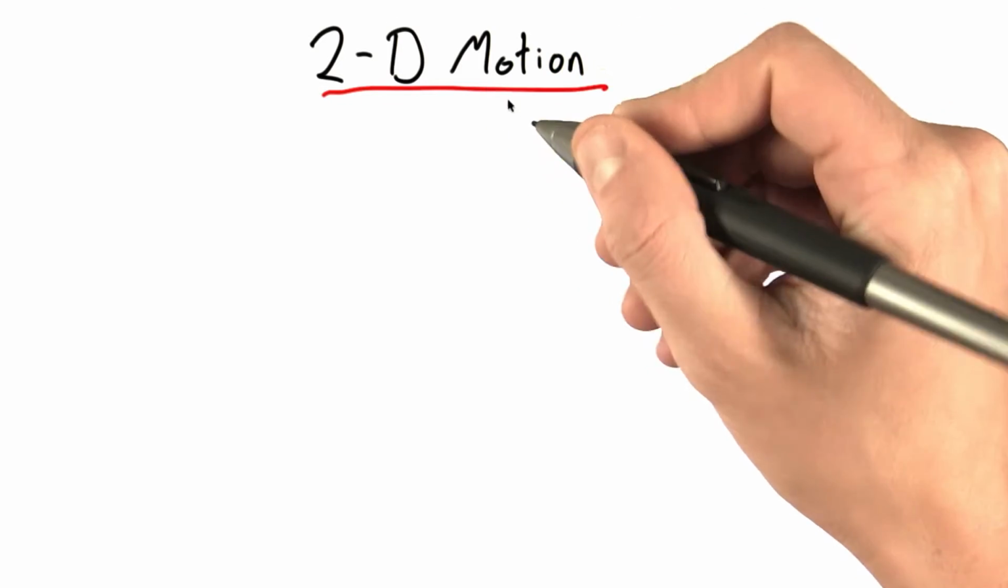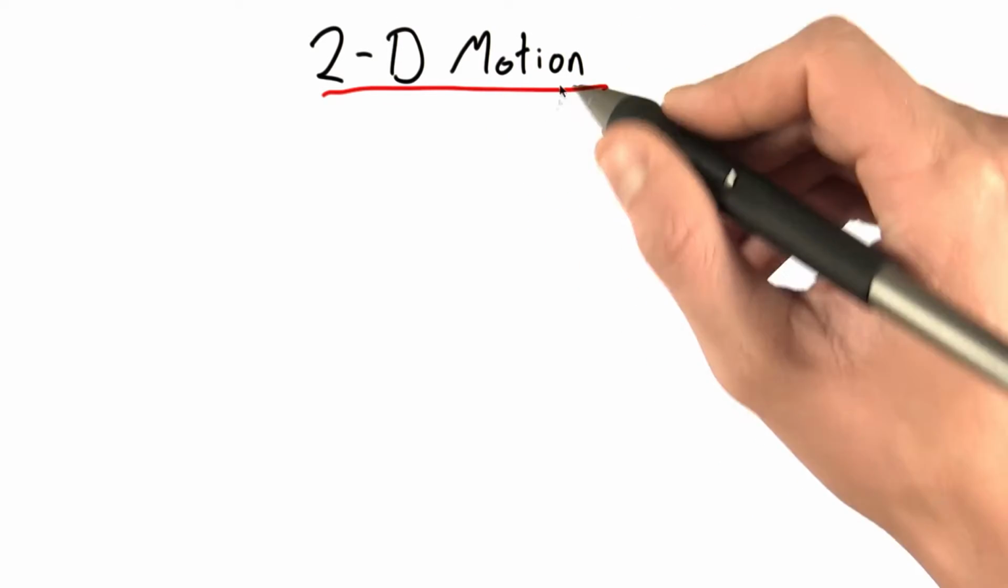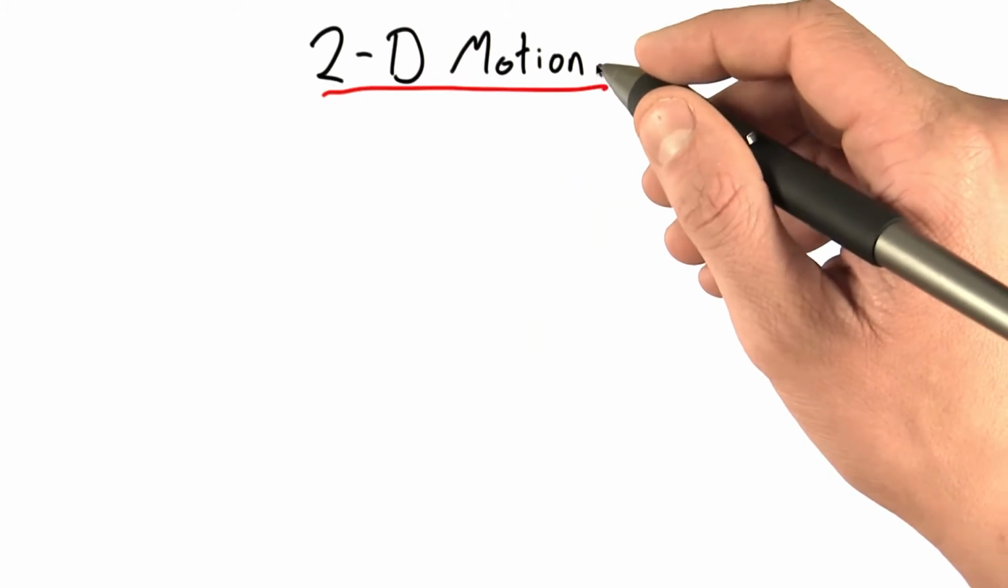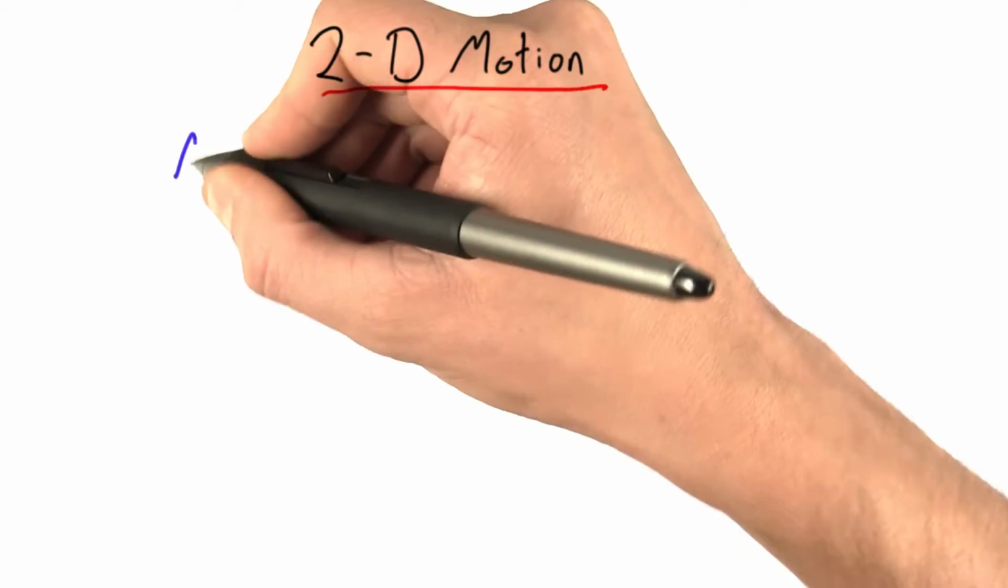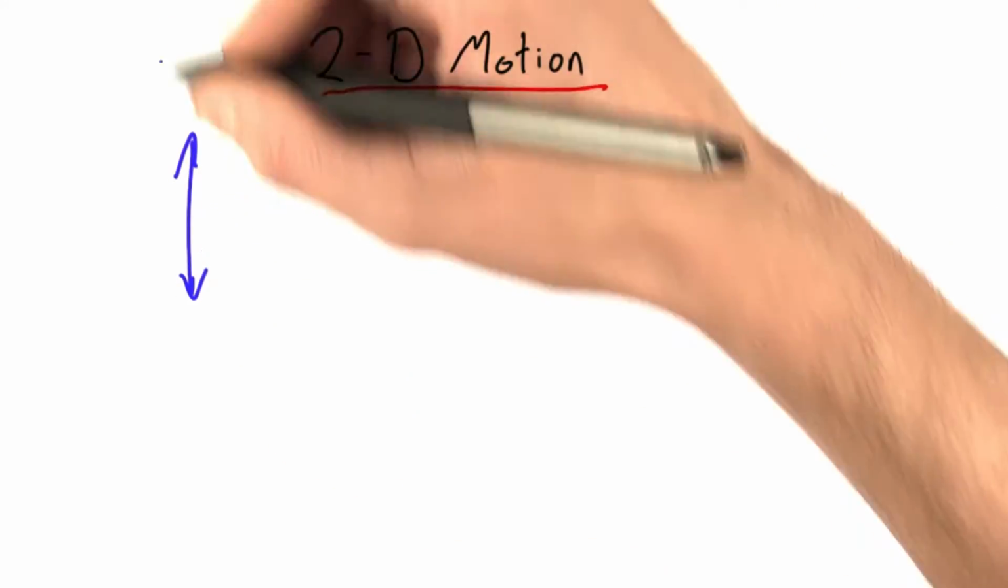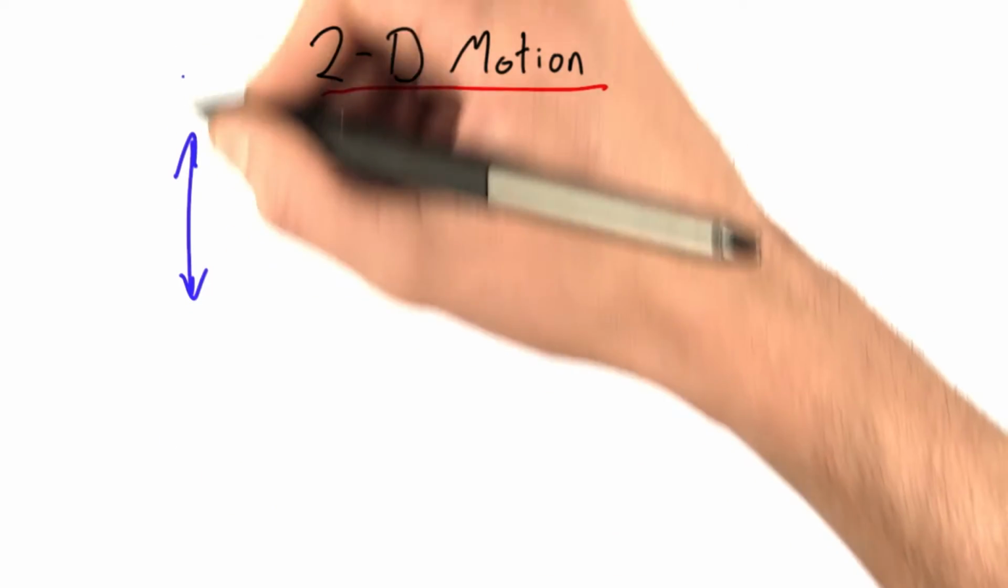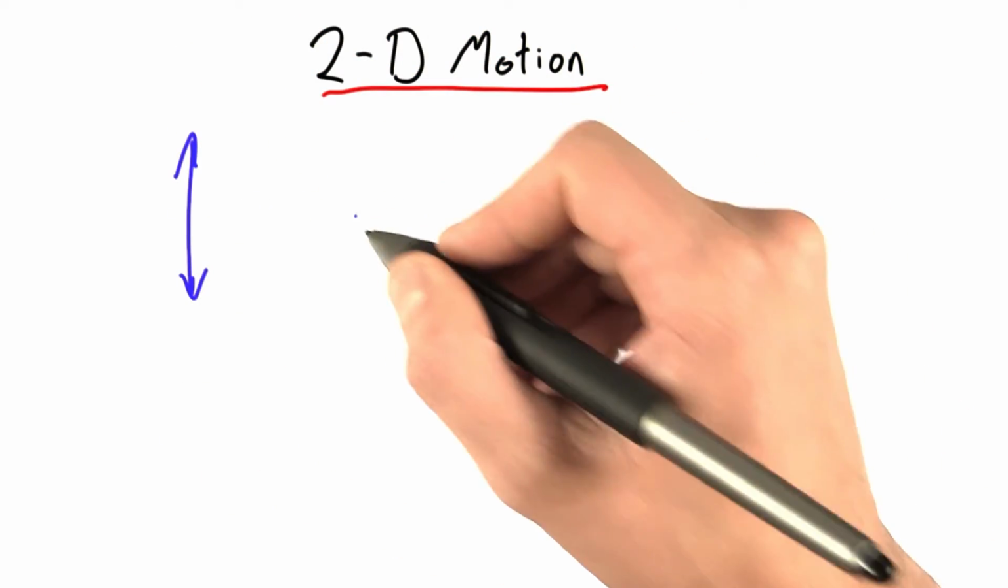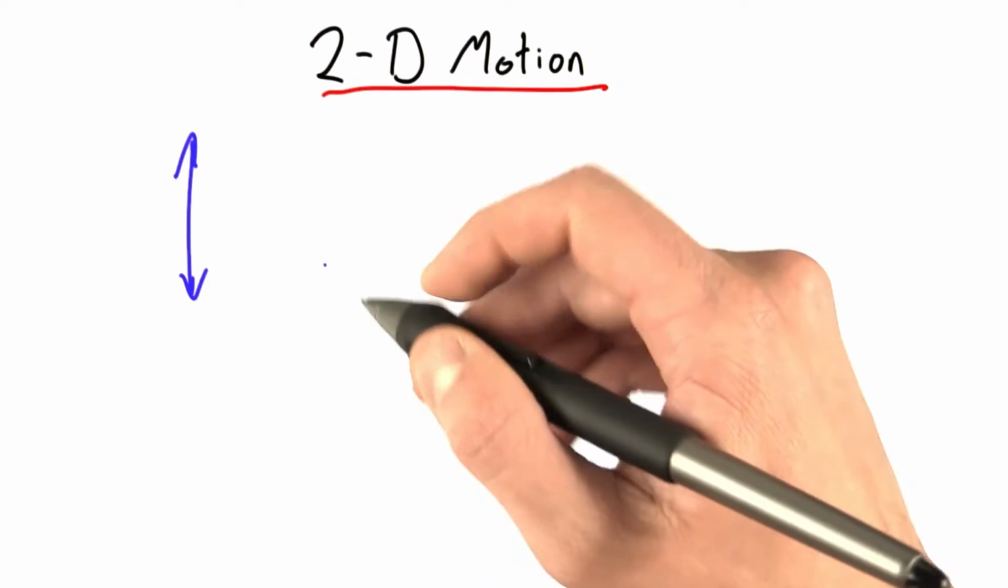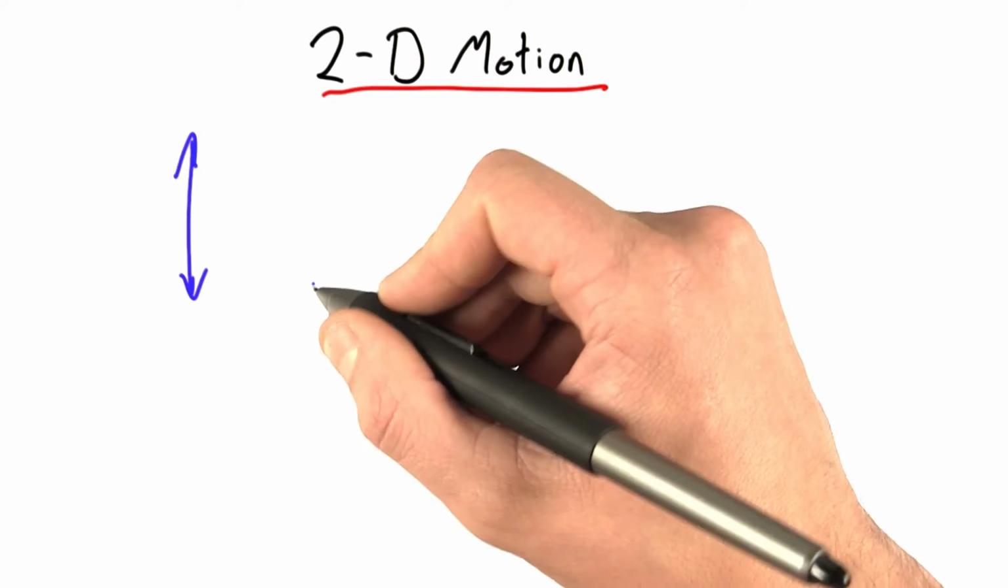Welcome back. Now it's time to talk about two-dimensional motion, and this is where things get really interesting. So far, we've only talked about one-dimensional motion, and that's motion in a straight line, either purely up and down motion or purely left and right motion. But what happens when we have some combination? Well, then we get the motion we're familiar with.